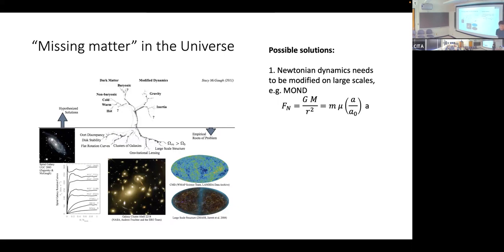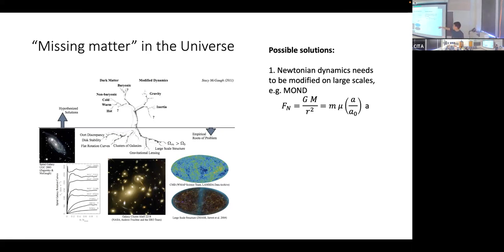As I said, the first possible solution to this issue is that we slightly modify the Newtonian dynamics on large scales. Basically, in this modified theory, the Newtonian dynamics is modified as in this equation here, which adds a new function mu. The mu function will approach one when the acceleration a is very large. That means in the galactic center, when the acceleration of the object is very high, this will recover Newtonian dynamics. But when the acceleration is very small, much smaller than this constant a naught, then the mu function will be much smaller than one.